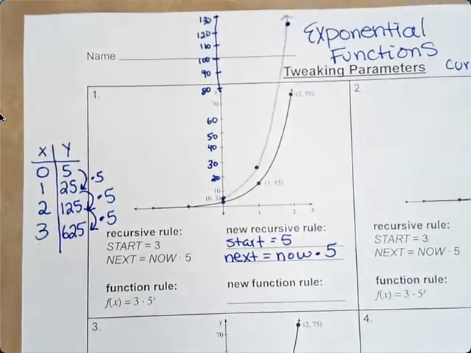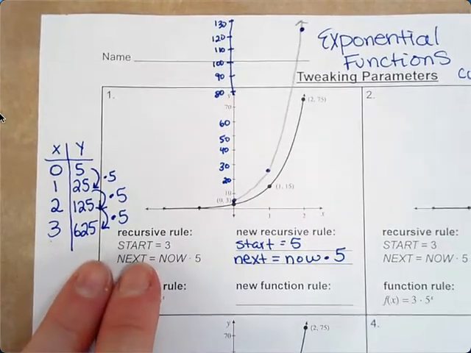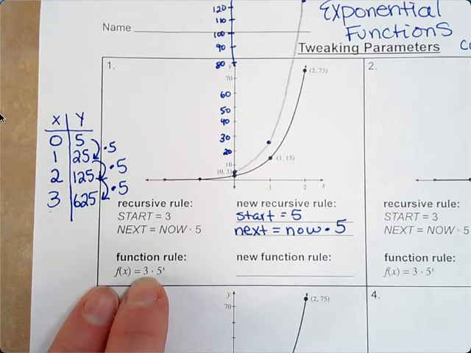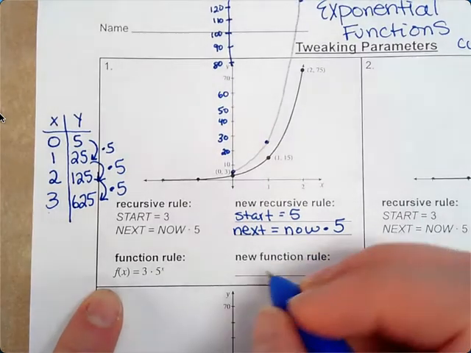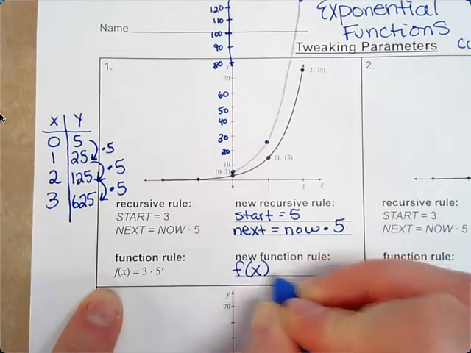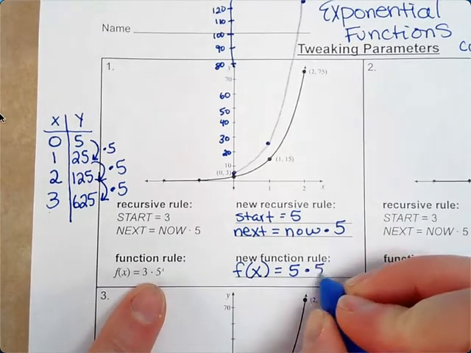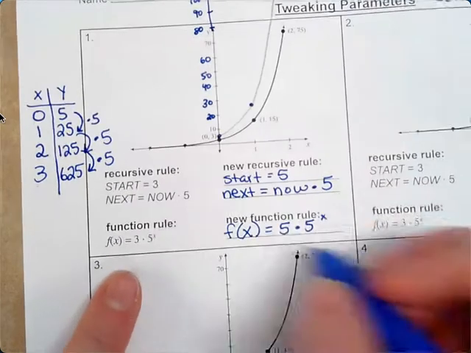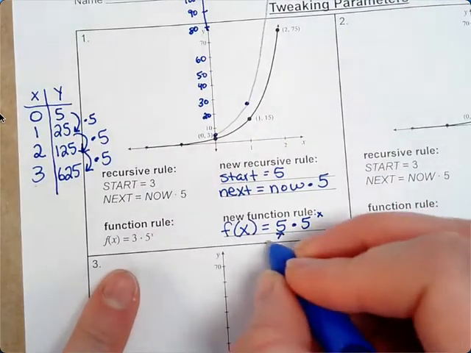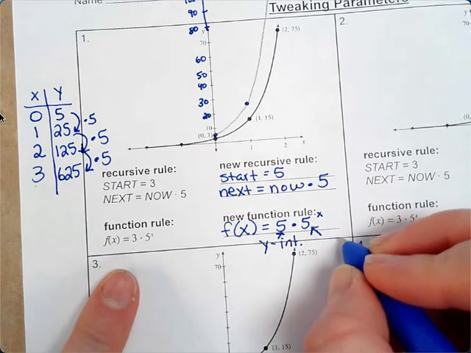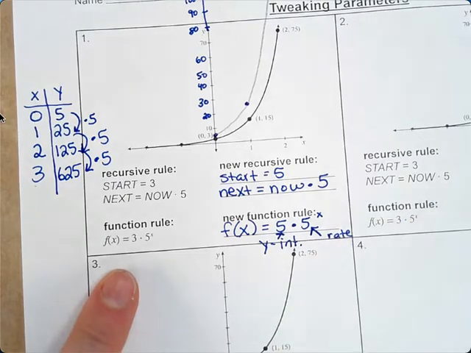So now we need to come up with the function rule. So let's look at the original graph and the original function rule. See how this is 3 times 5 to the x? That first number, it represents what? The y-intercept. Yeah, so what's the y-intercept on this one? 5. So, yep, 5. So f of x equals 5 times 5 to the x. So the 5 is our y-intercept. And then this other 5 is our rate, what we're multiplying by.